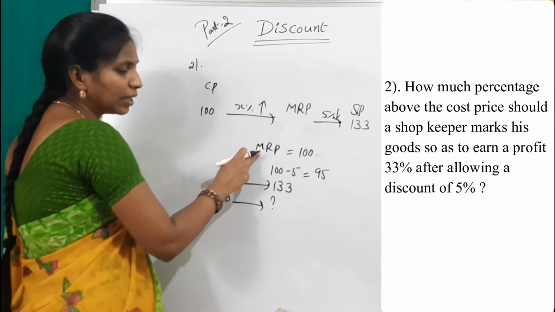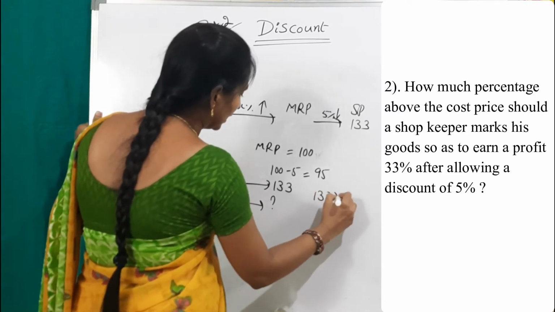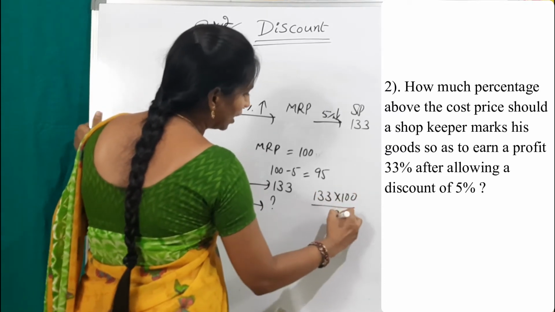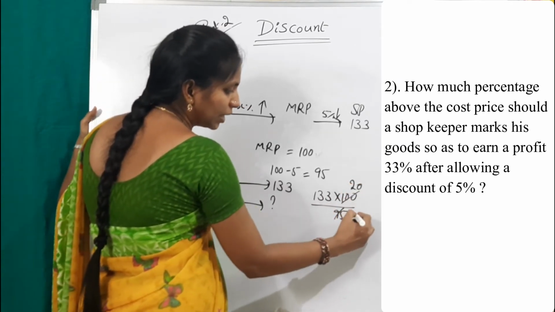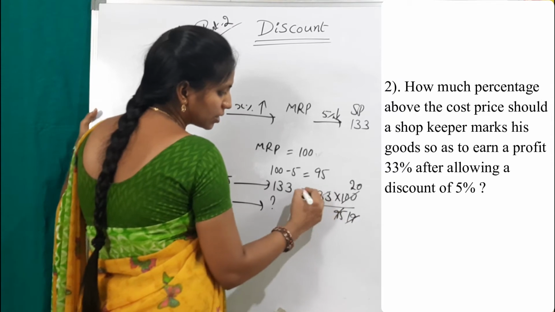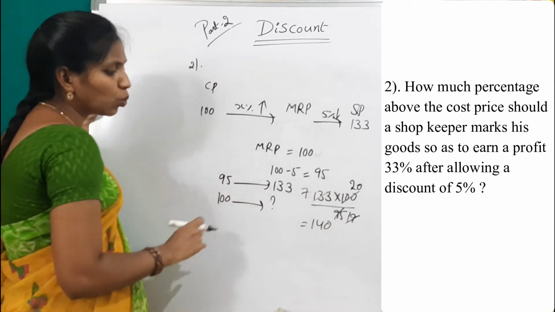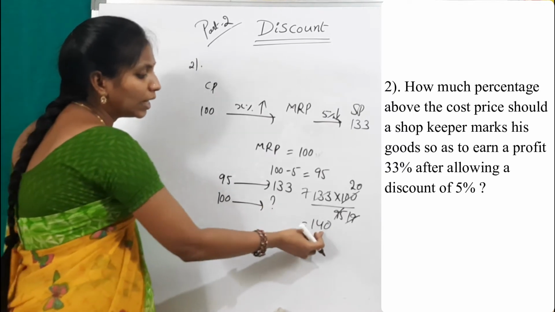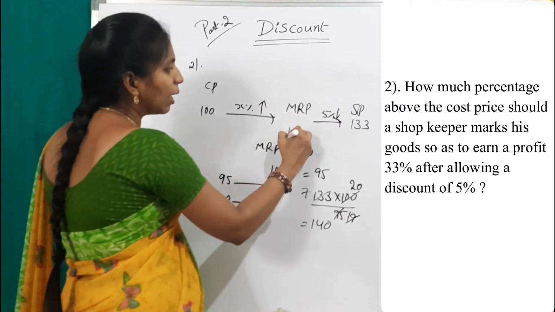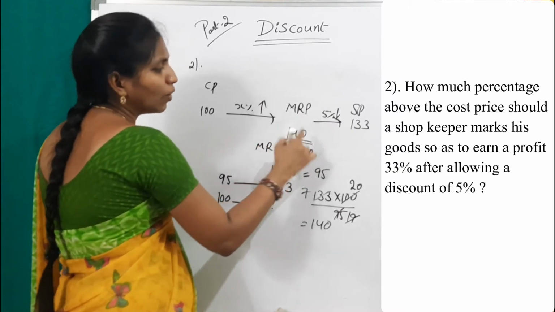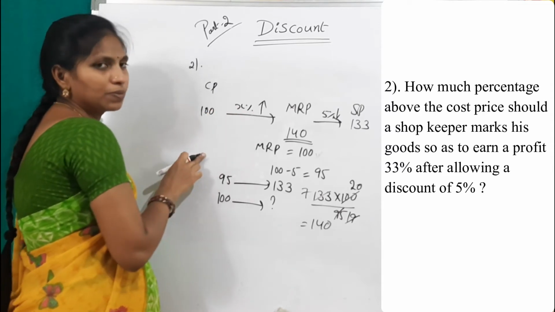Now find out 100 is equal to what? 100 is nothing but the MRP. So cross multiplication: 133 into 100 by 95. Here 20 times and here 19 times, and this is 7 times, that equals 140. 100 equivalent value is 140, which means this is the MRP. So here the MRP value is 140.